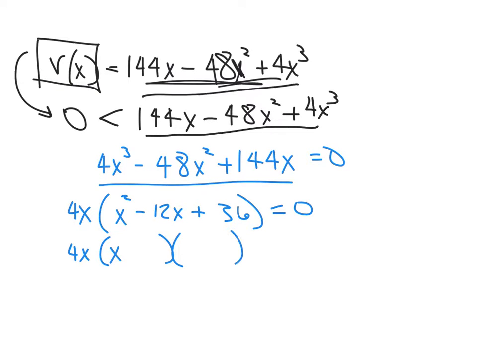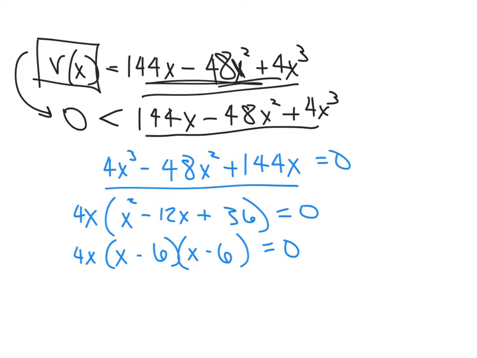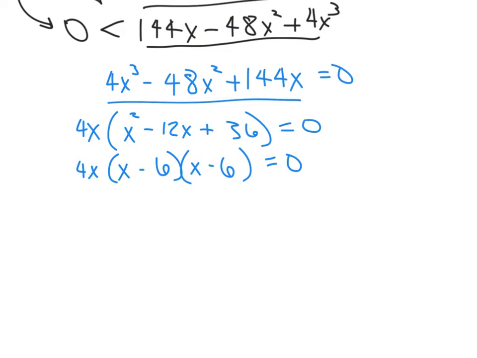I'm going to see if I can factor it with simple factoring rather than using the quadratic formula, and I can. Negative 6 times negative 6 is 36, and negative 6 plus negative 6 is negative 12, so that works. Alright, so what are my values here?